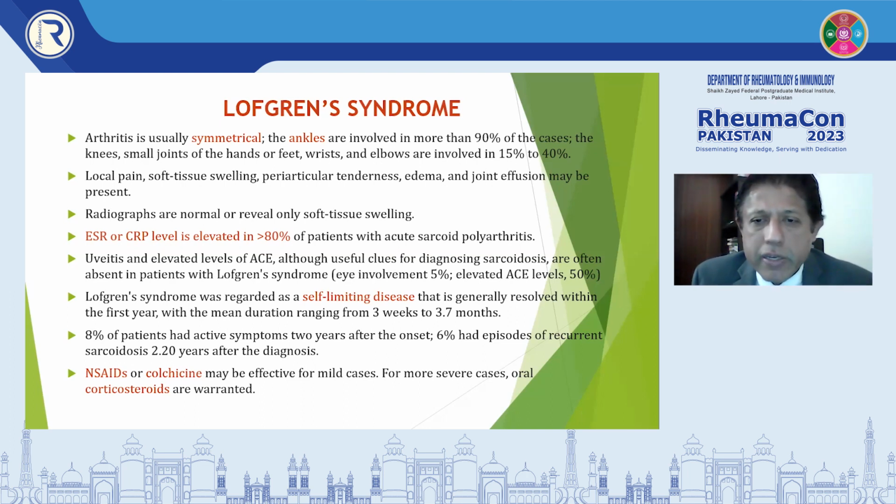Typically, it's a self-limiting disease, which means it has a very good prognosis, and patients mostly improve rapidly. After 2 years, very few people, around 8%, will have symptoms, and about 6% would have recurrent disease. Otherwise, they mostly cure themselves after the treatment. Non-steroidals and colchicine can be given for milder disease, and steroids for recurrent or difficult disease and greater burden of disease.